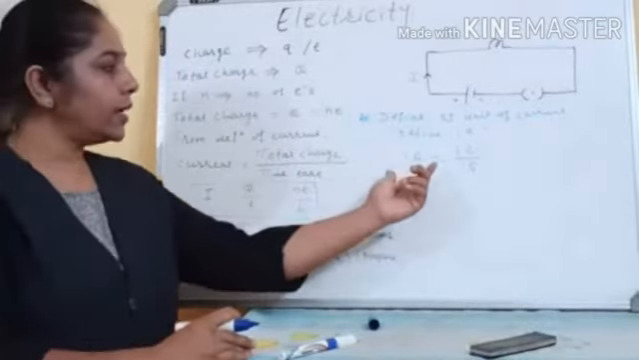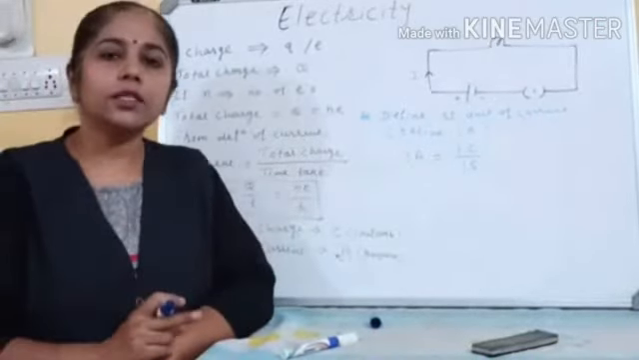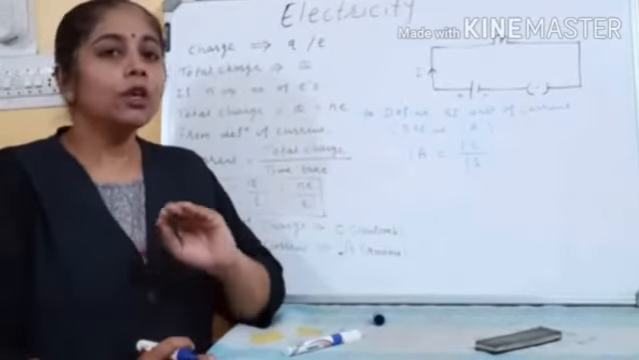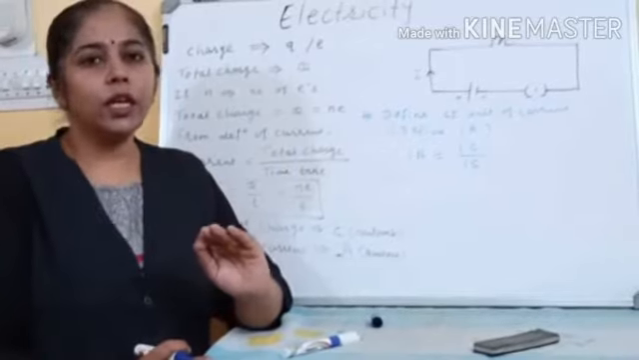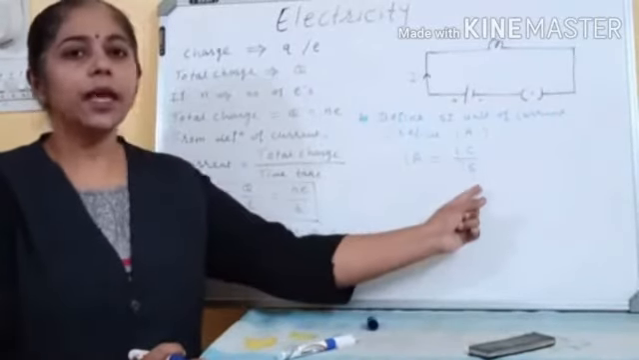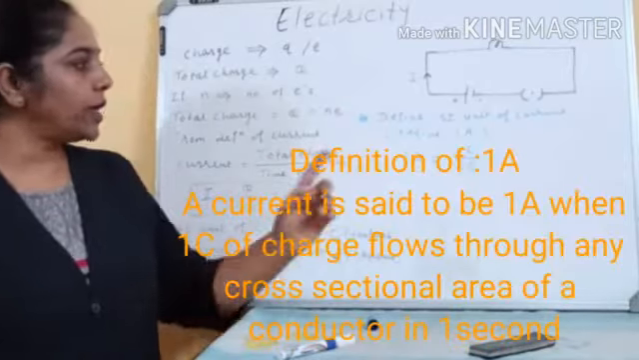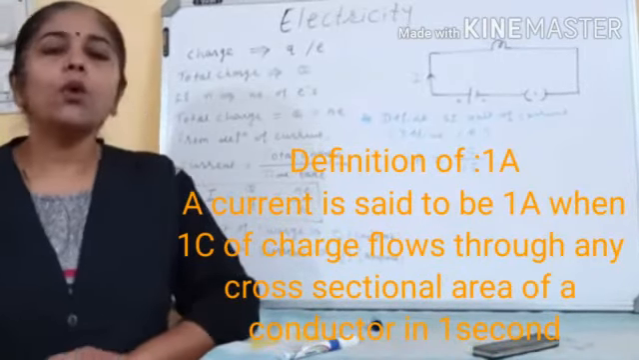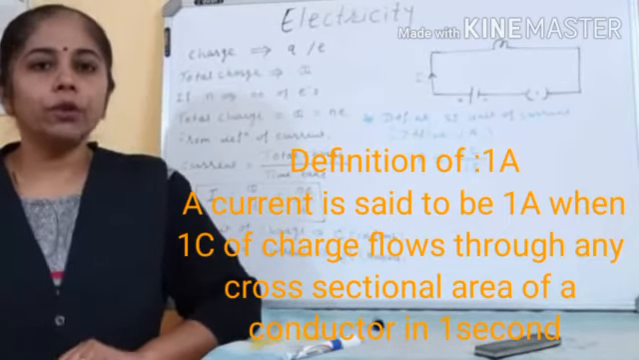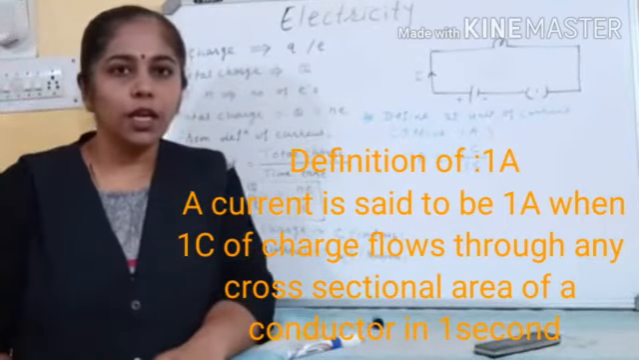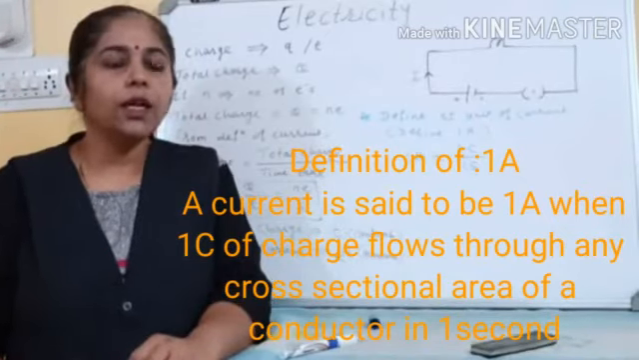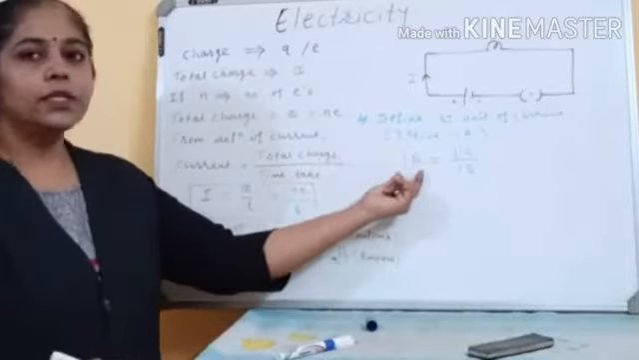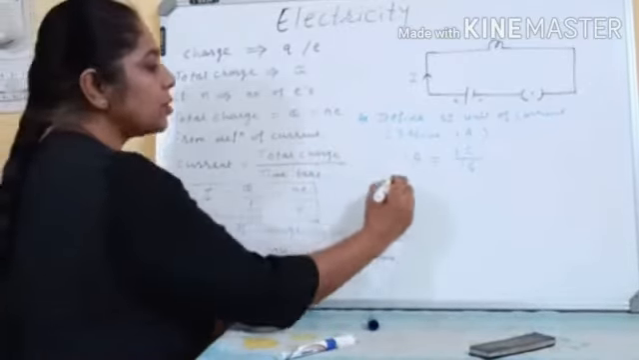So how will you define 1 ampere? The current is said to be 1 ampere when 1 coulomb of charge flows through any cross-sectional area of a conductor in 1 second. Ampere is a big unit, so smaller units are also there.